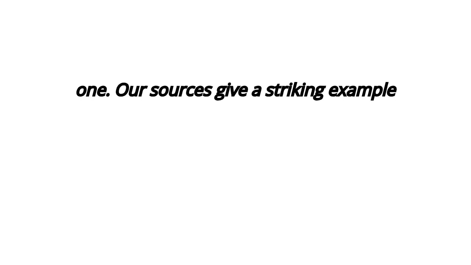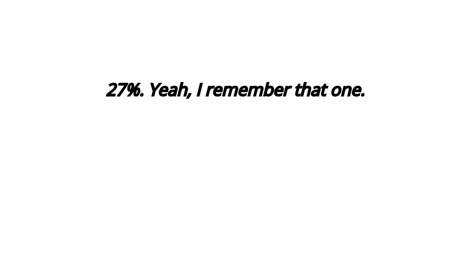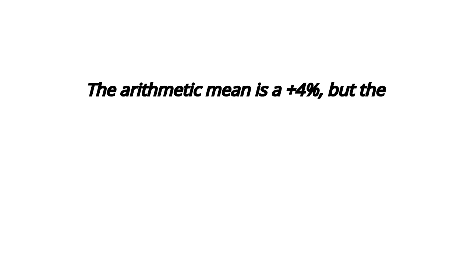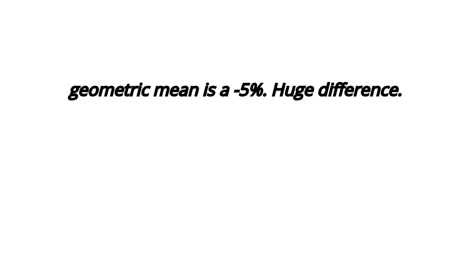Our sources give a striking example. Returns of negative 50%, plus 35%, and plus 27%. Yeah, I remember that one. The arithmetic mean is a positive 4%, but the geometric mean is a negative 5%. Huge difference. That really highlights the impact of that big loss.